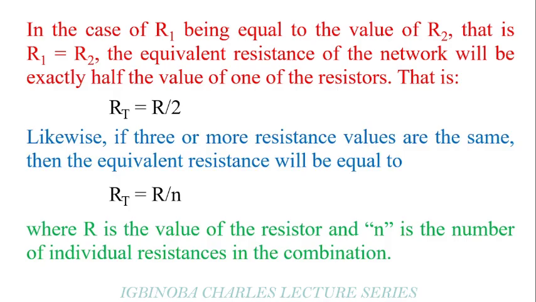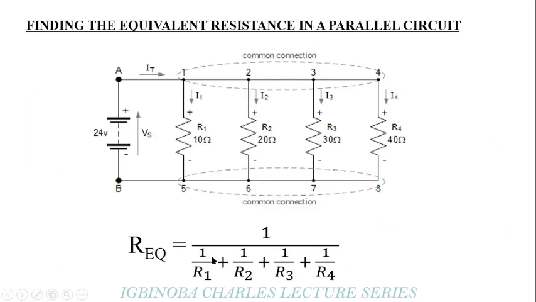But in cases where the resistance values are all the same, the total resistance is simply the resistance value divided by 2, where 2 is the number of resistors. So since both resistors are the same, just take one resistance value, then divide by 2. Likewise, if three or more resistance values are the same, then the equivalent resistance R total is equal to R over N, where R is the value of the resistor and N is the number of individual resistors. So if you have a number of resistors in the circuit connected in parallel and each of them has the same value, you don't need to go through the long mathematics of trying to use this particular expression.